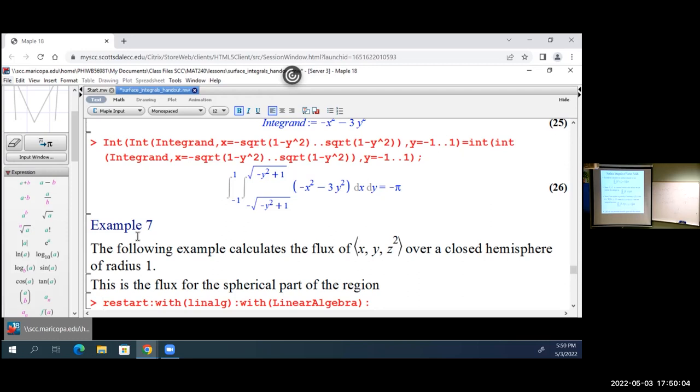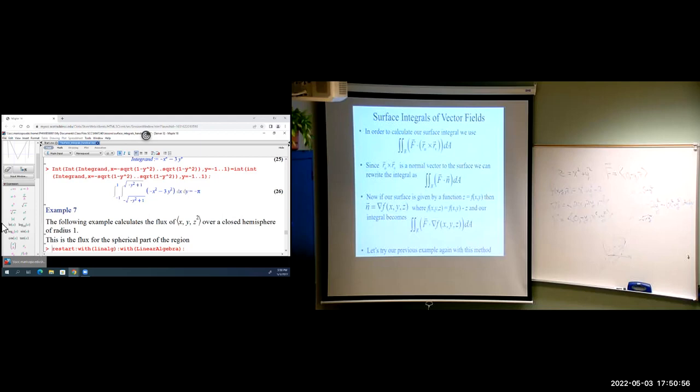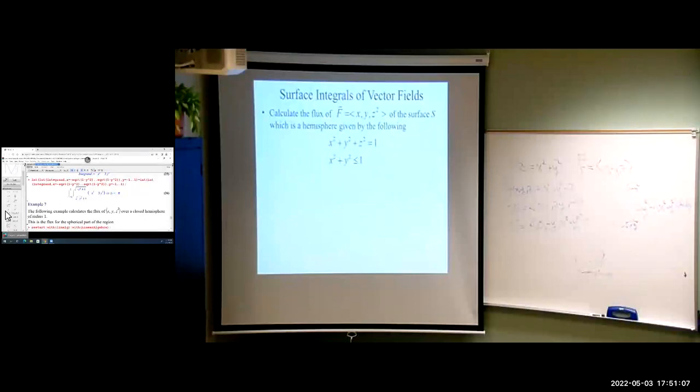I know I spend a lot of time on this section, but I think it's worth it. And a couple things. All right, one more example. There's a reason why I'm going to do this example, because we're going to do this one again on Thursday with one of the theorems.